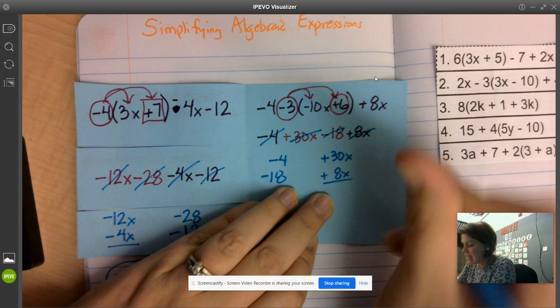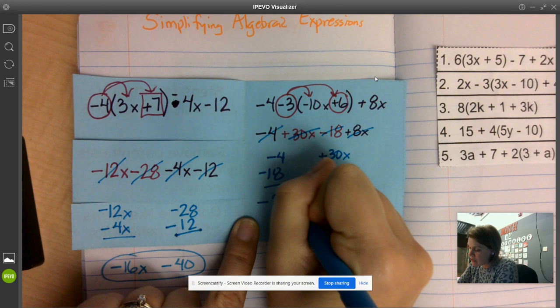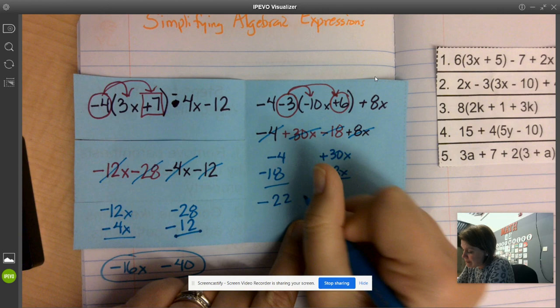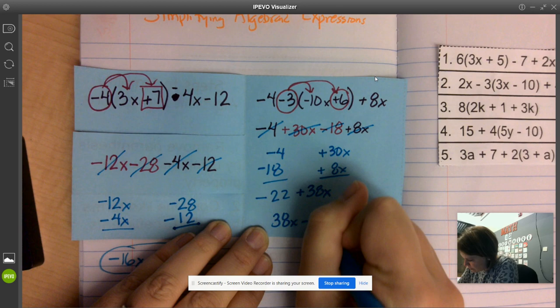So I would see I have lots of negatives again, so I know that the sign's going to stay negative, and then I add, so 18 plus 4 is 22, and then I would have a lot of positives here, so I'm just going to keep all the positives, and 30 plus 8 is 38, and your x stays there. You can do it like that, or you could put 38x minus 22, and either way, it means the same thing. So both of these mean the same thing.